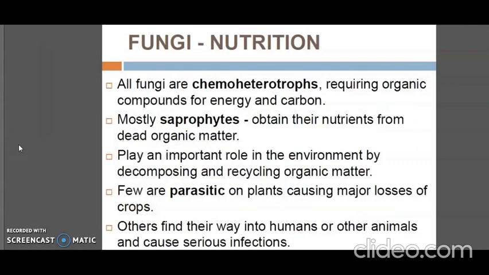Almost all fungi are chemoheterotrophs requiring organic compounds for energy and carbon. They are mostly saprophytes, that is, they obtain their nutrients from dead organic matter. The fungi play an important role in the environment by decomposing and recycling organic matter. A few of the fungi parasitize plants, causing major losses of crops, and others also infect humans or animals and cause serious infections.